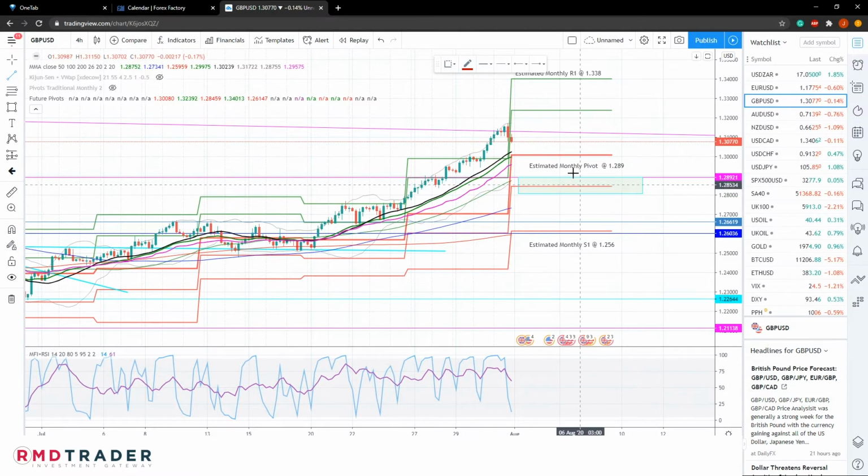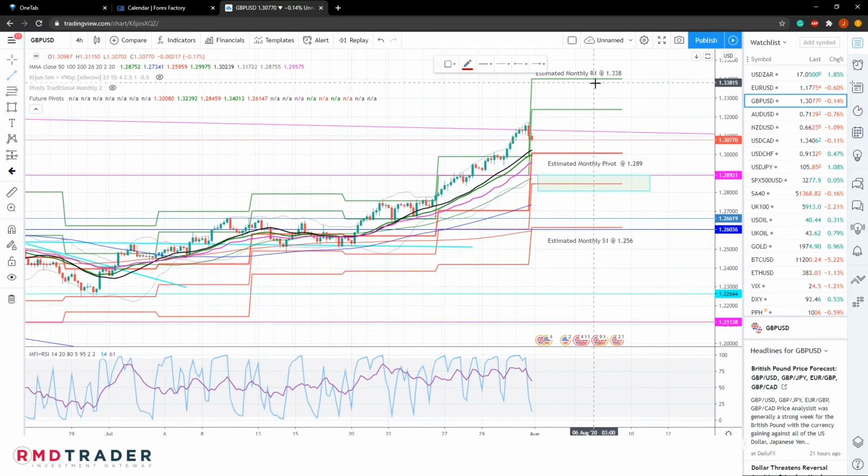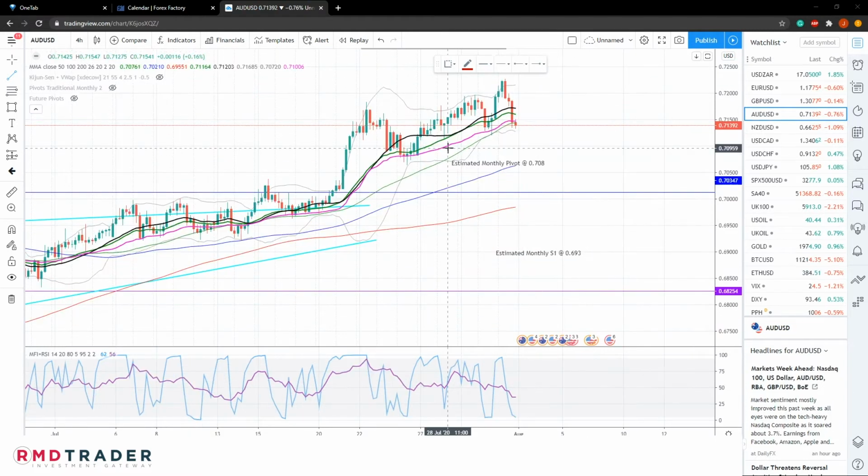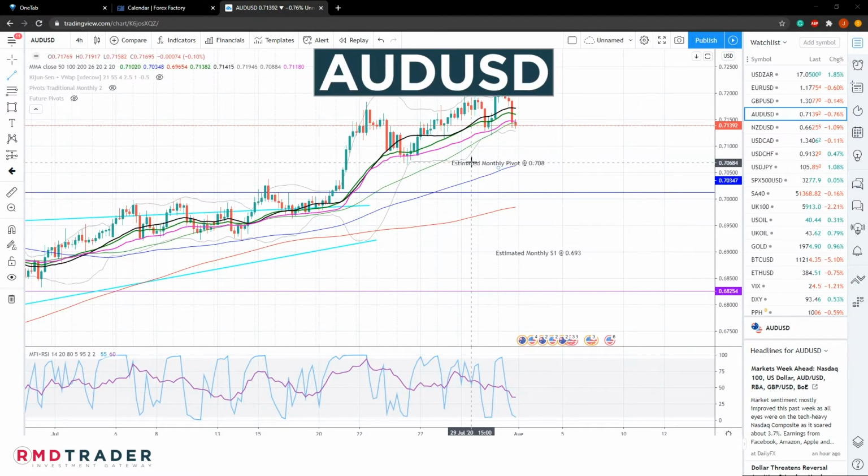And of course, should we manage to break out of this level, we can expect targets in the area of our weekly R1 pivot at 1.324, and perhaps our monthly R1 pivot, and also our weekly R2 pivot at 1.338. Now moving on to the Australian dollar USD.